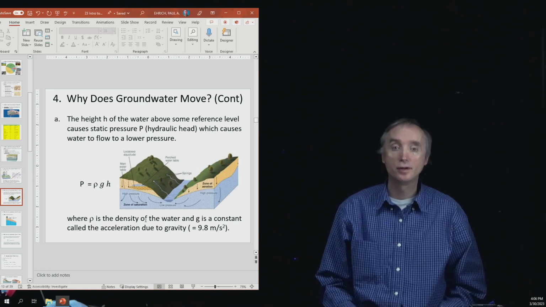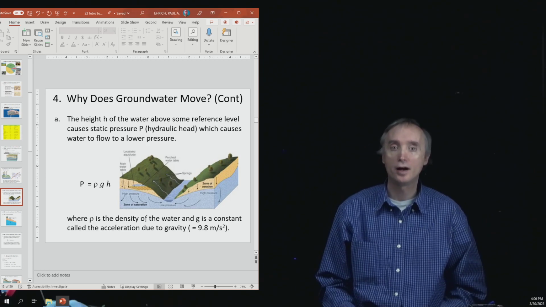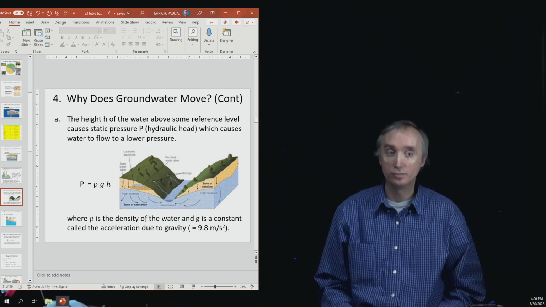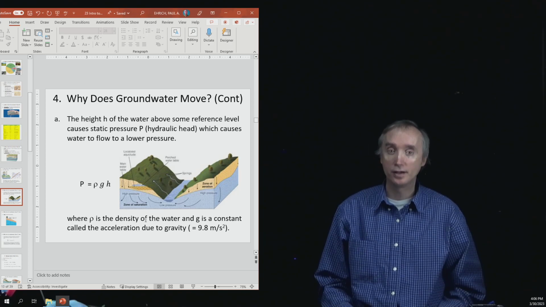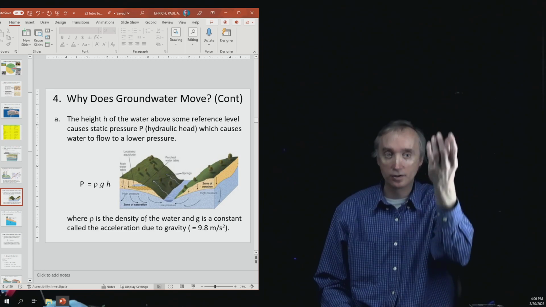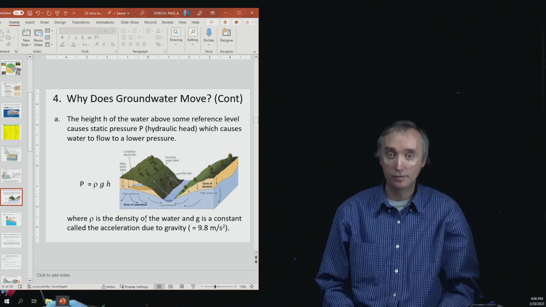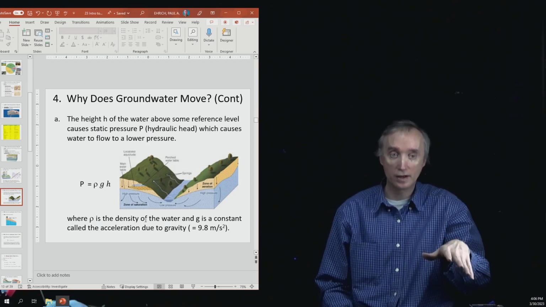So in our previous segment, we were talking about where the water resides, and now we want to talk about why the water is going to begin to move. Ultimately, this is going to be caused by gravity. Gravity is going to pull everything down. We found in the previous lesson that gravity causes mass wasting. It causes rocks to move down.